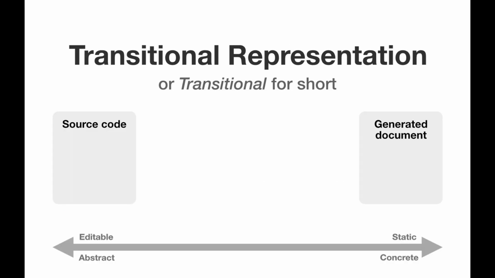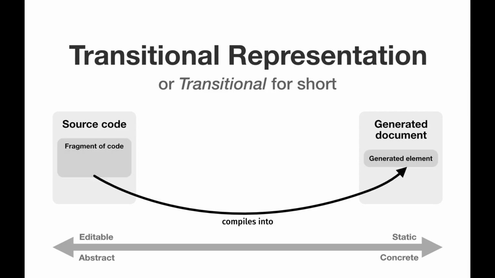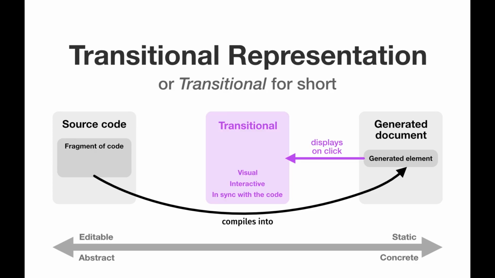In light of our findings, we defined the concept of transitional representation, or transitional for short. In a document description language such as LaTeX, the source code must be compiled to generate an output document so that different fragments of code generate different elements. Transitionals are more appropriate representations of some of these fragments of code. They can be displayed by interacting with the element they generated in the output, and they can be manipulated to update the code they represent, or conversely.